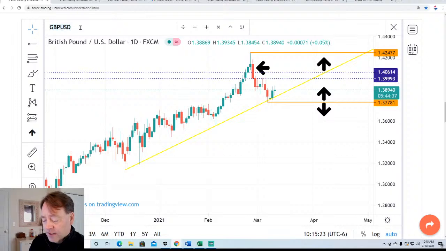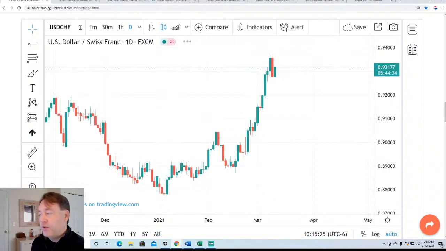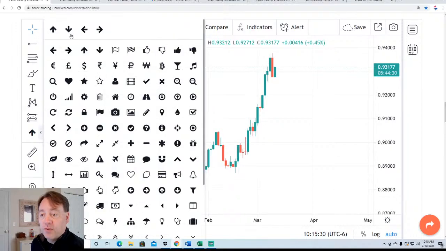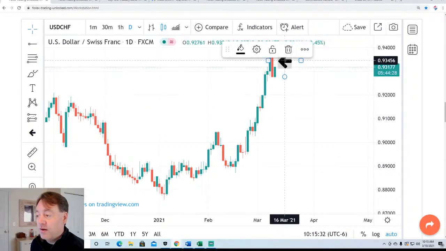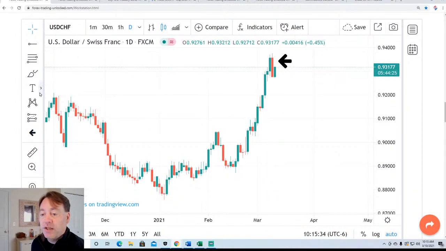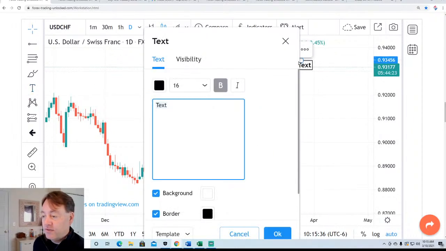All right, let's look at the US dollar Swiss to wrap up our European currency analysis. What we have here is the US dollar Swiss right here that gave us a bearish engulfing line sell signal. That's right.